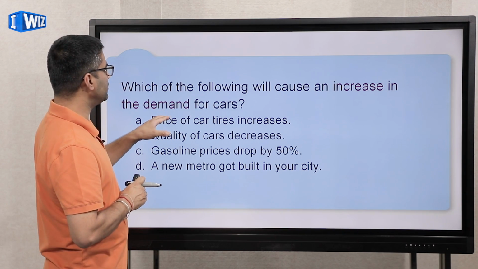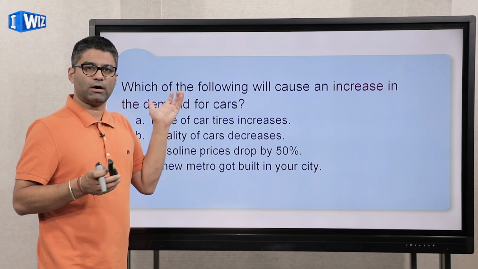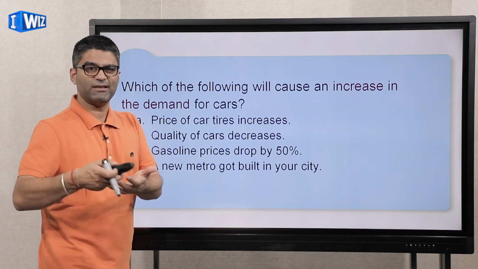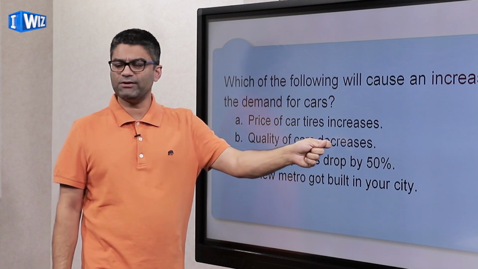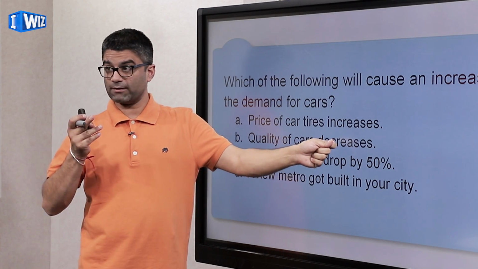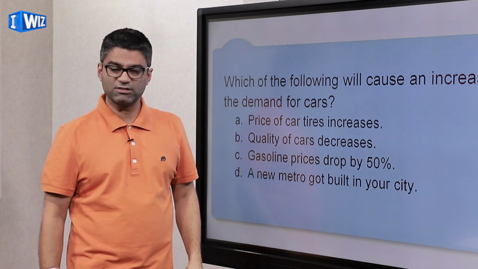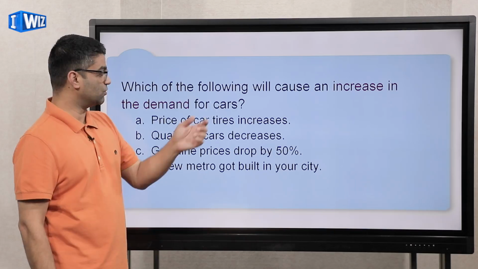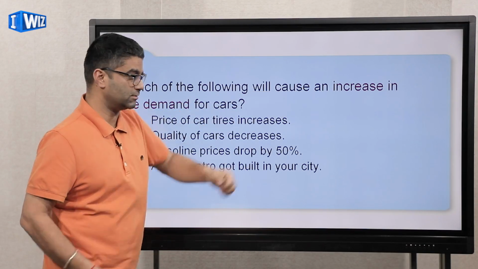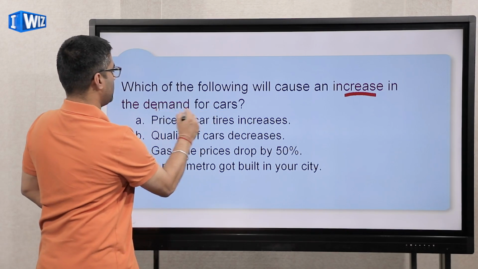The price of tires is not going to make you buy more or fewer cars. The tires come with the car. You don't pay separately for tires. So that's not going to affect your demand curve. The quality of cars decreases. This will actually have the opposite effect. So go back to the tastes and preferences point. If the quality of cars decreases, we'll buy fewer cars, not more. So it'll have the opposite effect. We are saying what increases the demand for cars.